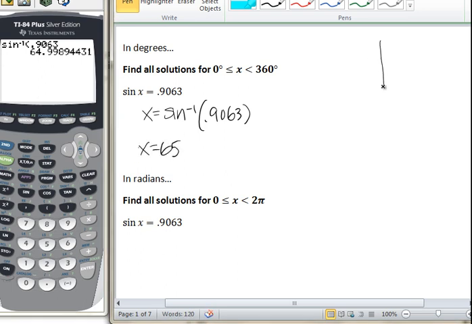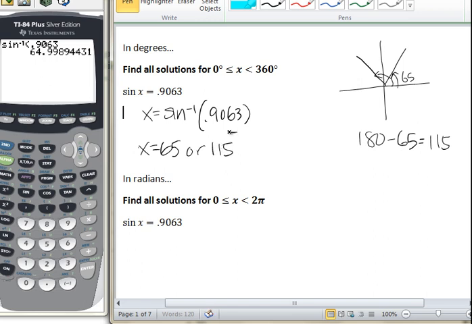And I'm going to draw a picture here. We know that this is 65, and that's one of our answers, but there's also another answer here in quadrant 2 that also has a sine equal to 0.9063. So how do we get the second answer? Well, isn't that 180 minus 65? So 180 minus 65 is equal to 115. So that's our second solution. So x is equal to 65 degrees or 115 degrees.